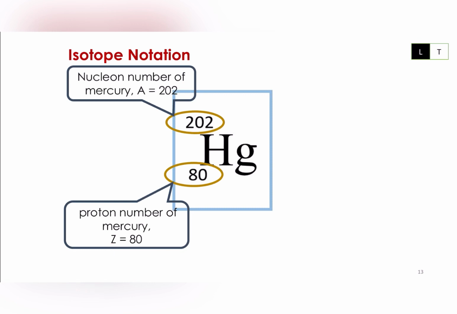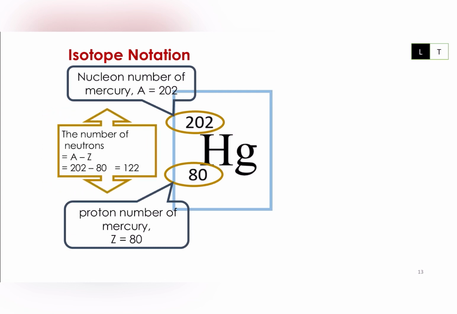So from here, I can calculate my number of neutrons, where I minus the value 202 minus 80. I will have 122 for my neutrons. And after that, I can see that there is no charge here for this element symbol, so you can say that it is 0 net charge.